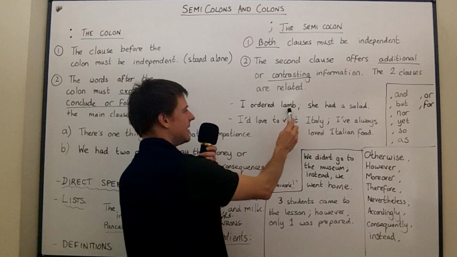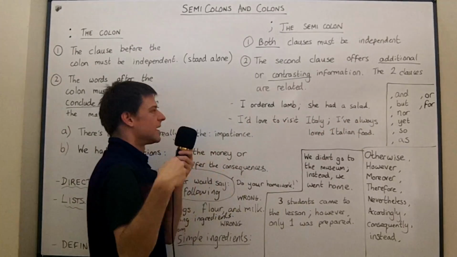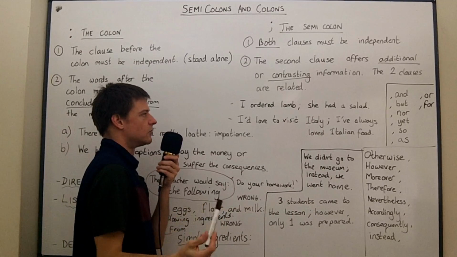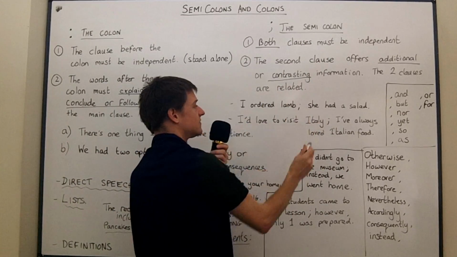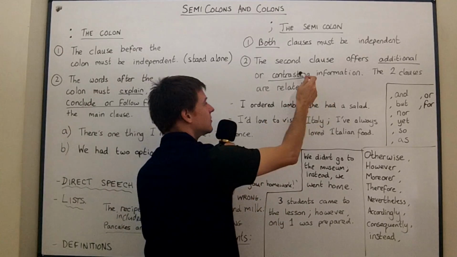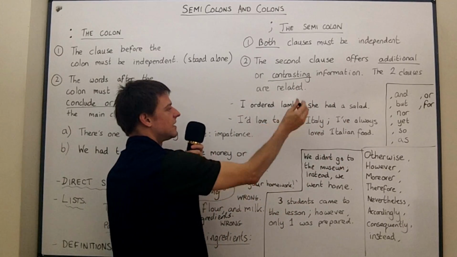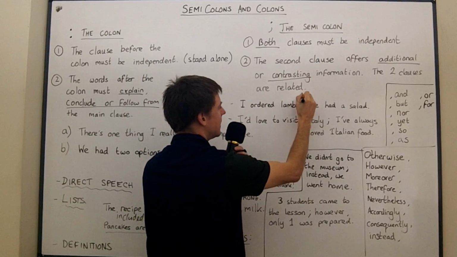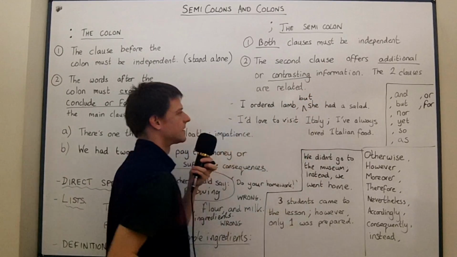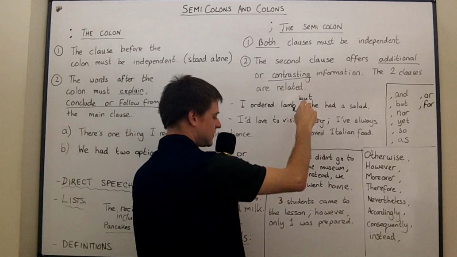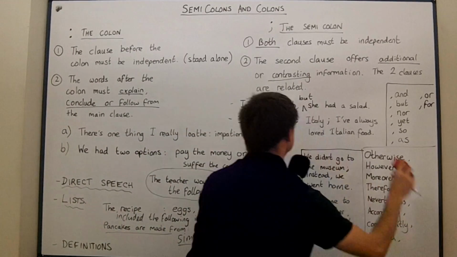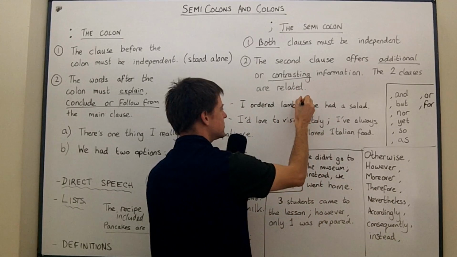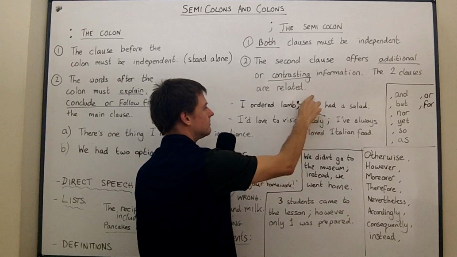So, I ordered lamb; she had a salad. This is a contrast really between the two, what we ordered. This is completely correct, good use of the semicolon, because this is contrast. And we could change this for I ordered lamb, comma, but she had a salad. Okay, so it's possible to just get rid of that but and use a semicolon instead. It's possible to replace a coordinating conjunction with a semicolon.